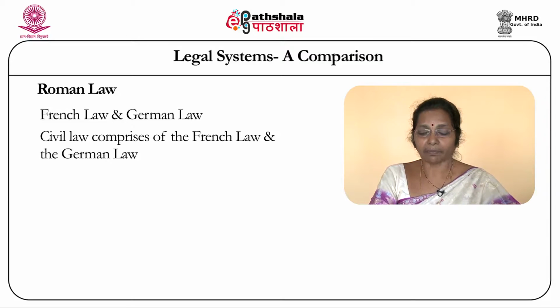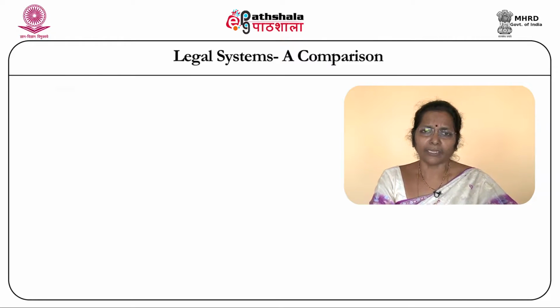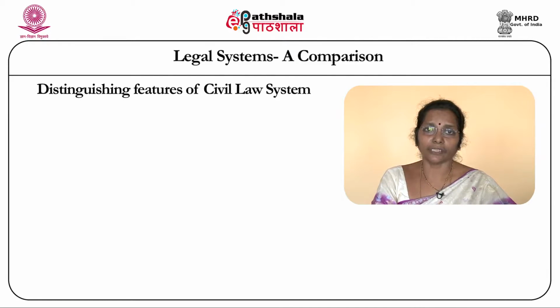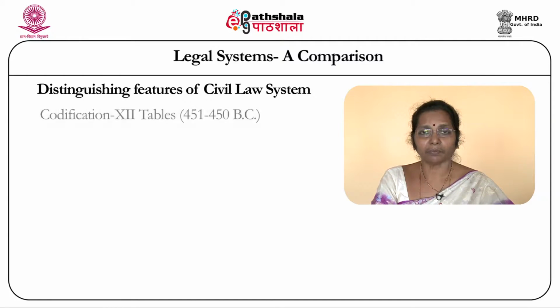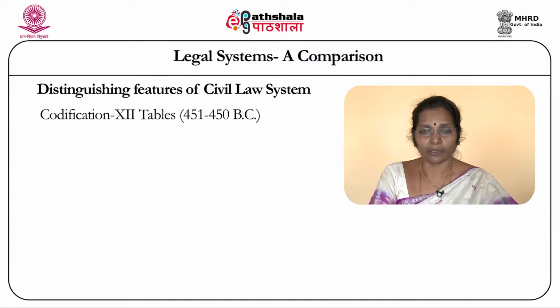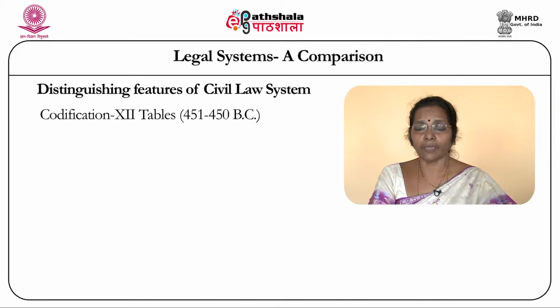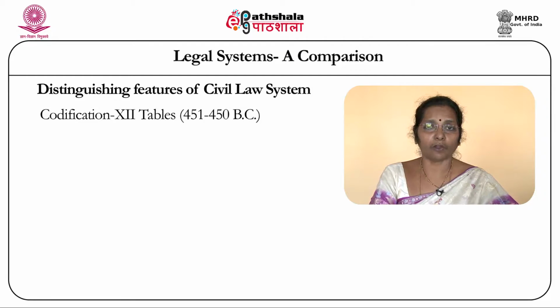So, the civil law comprises the French law and the German law. Now, what are the distinguishing features of the civil law system? Here we find one: unlike the common law system, the civil law system is based on codification. They were the ones who codified law, giving it a particular form as a fixed principle of law.